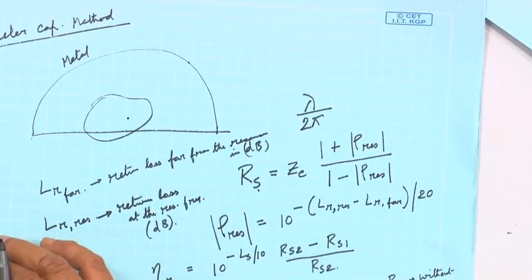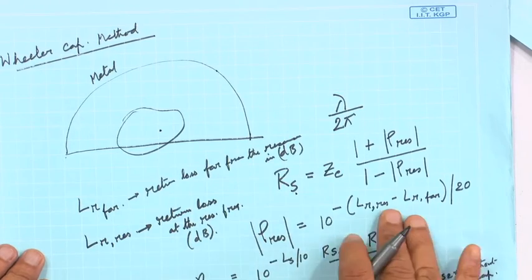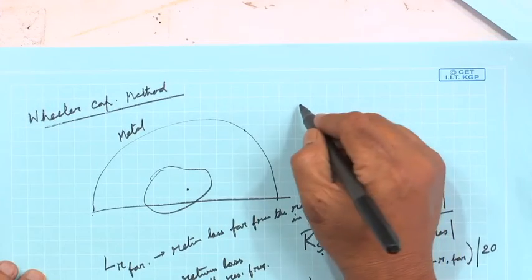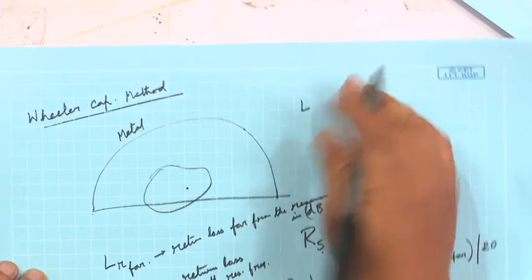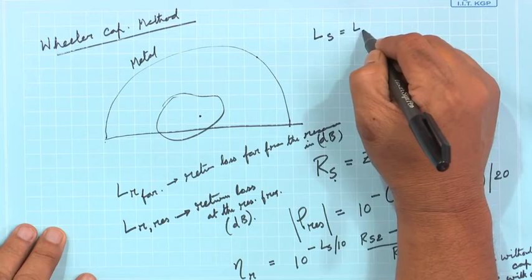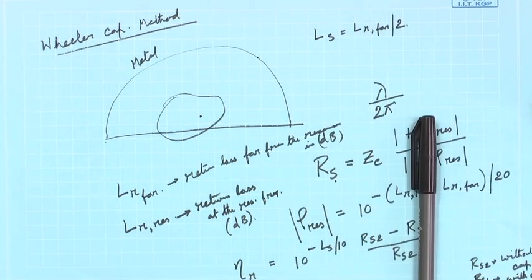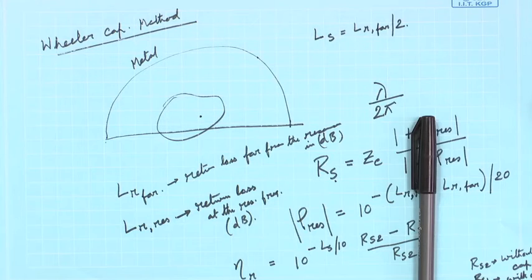Okay. So, actually you can say that when only Ls is present, we can say that Ls is equal to Lr by 2, because at that time only Lr is there. So, half of the voltage will be there, half of the loss will be in the Ls part. So, this is the Wheeler cap method.